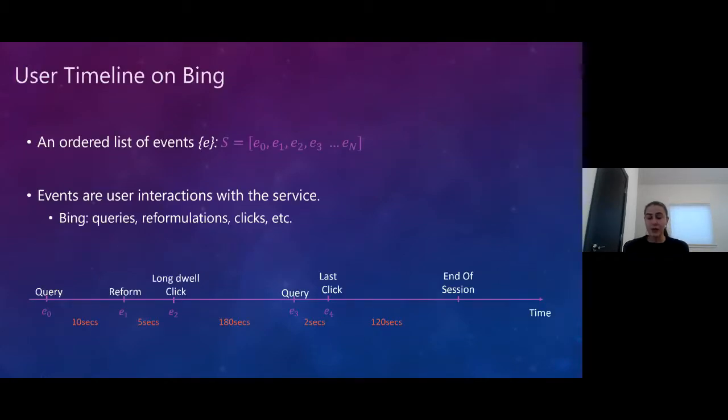So going a bit back onto when we talked about page views and sessions, the way we really look at a user timeline on Bing is as a list of events. These events can be a query, which is a search, a reformulation, like I explained before, maybe a click. So it's really a collection of queries and clicks that the user interacts with over the session, and then eventually they leave Bing because they were done with their session.